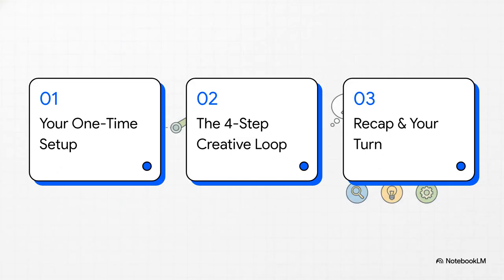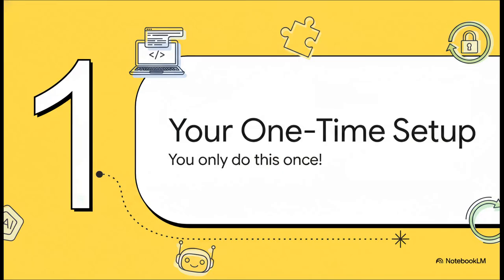So here's the plan. We'll start with a quick one-time setup. Then we'll walk through that simple 4-step creative loop you'll use over and over. And finally, a quick recap to make sure it all sticks. Sound good? Let's go. Okay, let's kick things off with part 1, the setup.